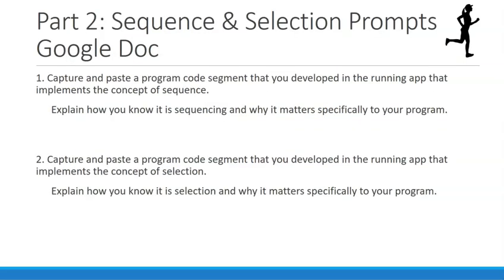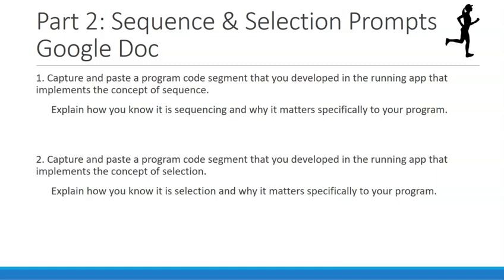Part 2 will be to complete a sequence and selection prompt like you did in our last activity with the Google Doc where you clipped pieces of code and then explained the code that you clipped. You will capture and paste a program code segment that you developed in the running app that will implement the concept of sequence. Explain how you know it is sequencing and why it matters specifically to your program.